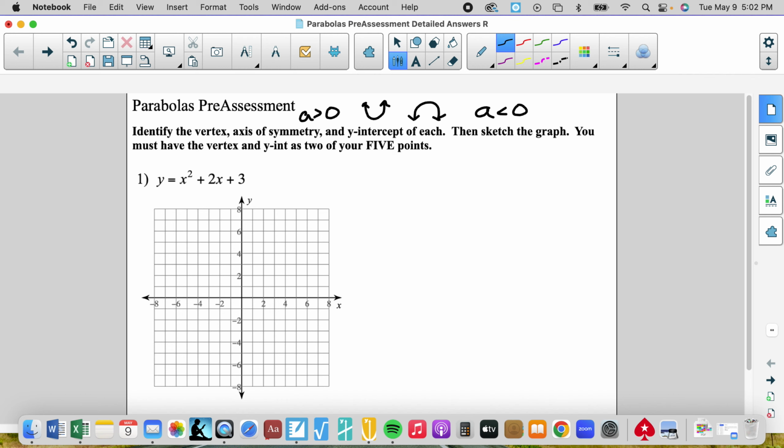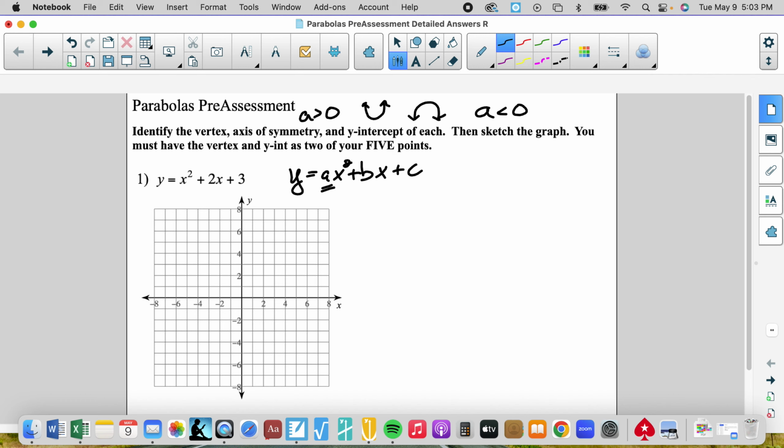The next thing is that we're going to have 3 different types of forms. We're going to have standard form, vertex form, and x-intercept form. And we're going to do 3 problems in each of those forms. Each form has a template. The template for standard form looks like this. And you see that a value that we were talking about. That's going to be the coefficient of x squared.